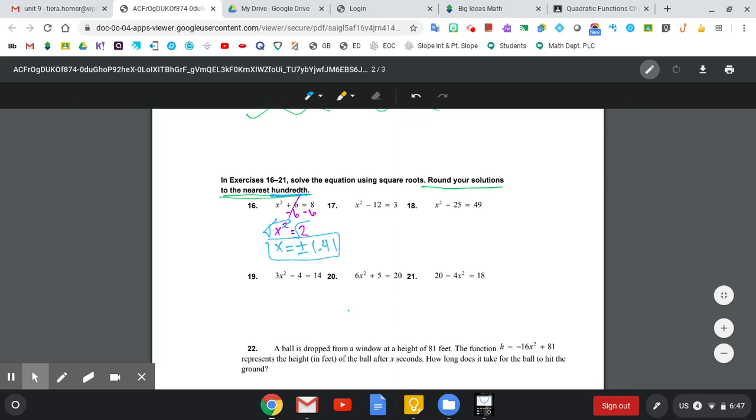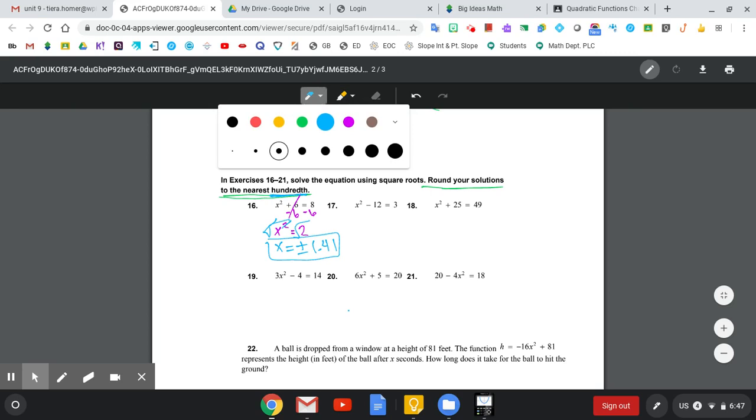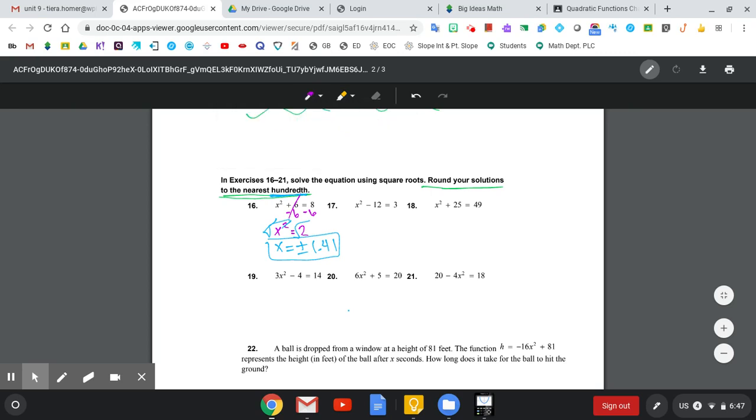Okay, so same thing that we've been doing. I think on this one, what's going to hurt is the rounding. Some of you have a hard time with rounding. So on 17, we'll do one more. I would add my 12 to both sides. So I would get x squared equals 15.